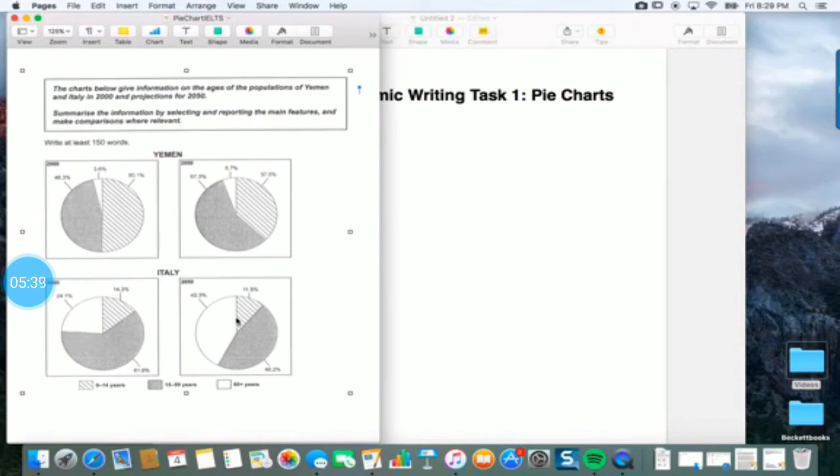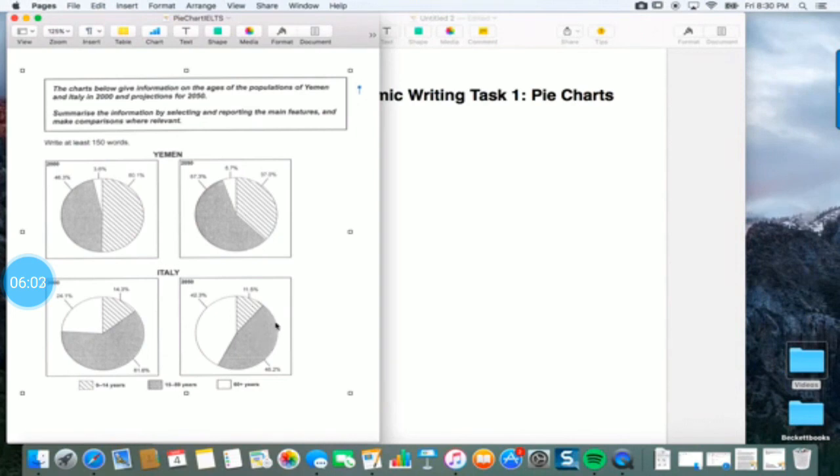Then in the future, things change a bit. That number over here that was 24.1 has nearly doubled. It's gone from 24.1 to 42.3. So it's a pretty major increase. The birth rates have slowed down. You can see here, 11.5 is a slight decrease for Italy.